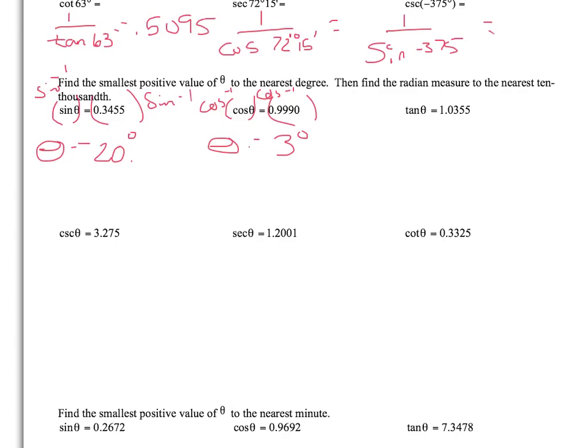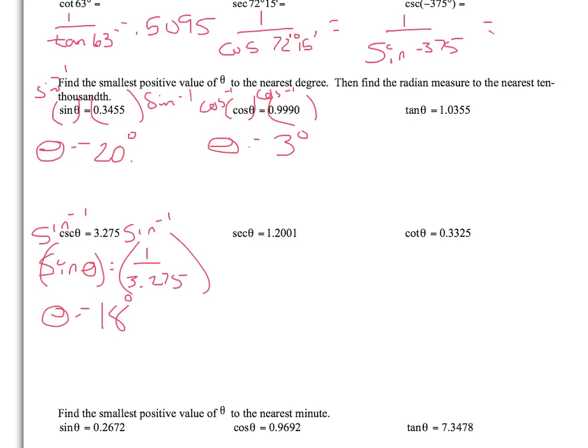For these next ones, it says cosecant is 3.275. What you do is you don't have an inverse cosecant button, so you will take the reciprocal of both sides. The reciprocal of cosecant is sine theta, and the reciprocal of 3.275 is 1 over 3.275. And then from there, it's like the last problems we just did. You're going to take the inverse of both sides. And when you take the inverse of 1 over 3.275, you get 18 degrees. I'll set up the other two with you and have you finish those.